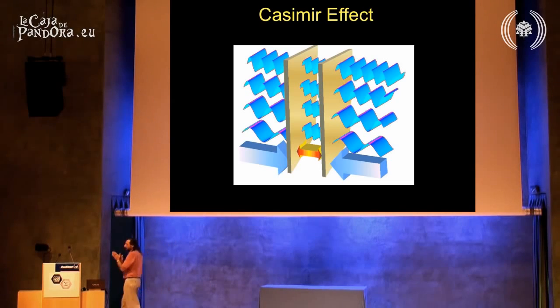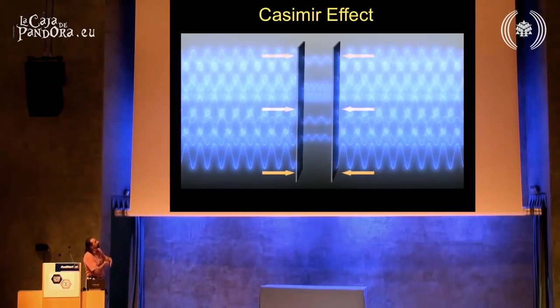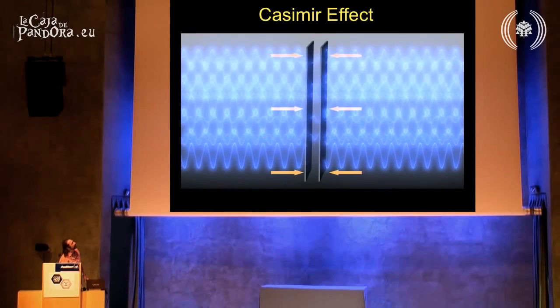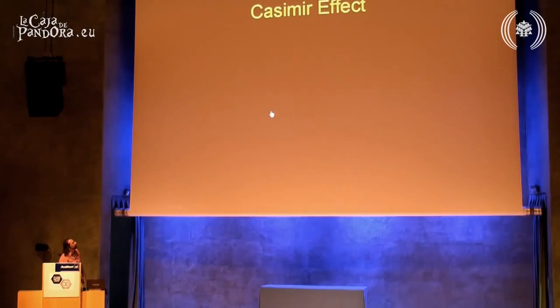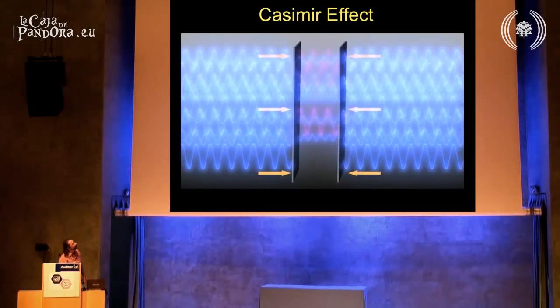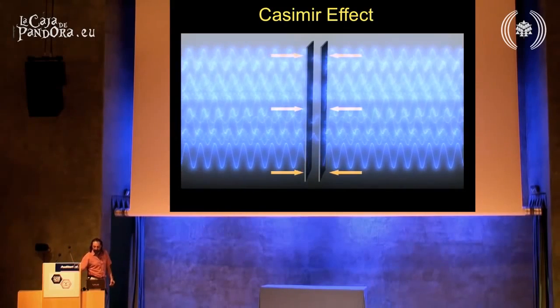I have a small animation you can see. There we go. Let me play it again. You can see that there's little waves between the plates and there's a lot of waves on the outside of the plates. So as you bring the plates together, some of the wavelengths get eliminated between the plates, so you get an external pressure pushing the plates together.